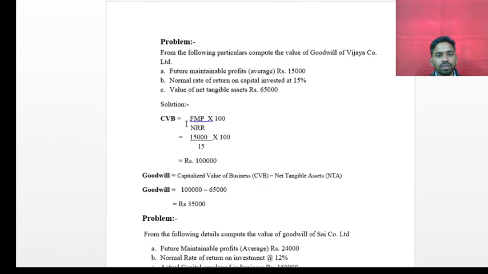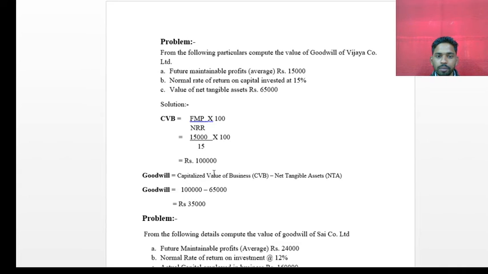First of all you should know the formula for calculation of the goodwill. What is the formula? Capitalized value of business minus net tangible assets. And we should know the capitalized value of business. Capitalized value of business is equal to future maintainable profits divided by normal rate of return into 100. Future maintainable profits is given as rupees 15,000. So take 15,000 divided by the normal rate of return 15%, into 100, so rupees 1 lakh is the capitalized value of business.